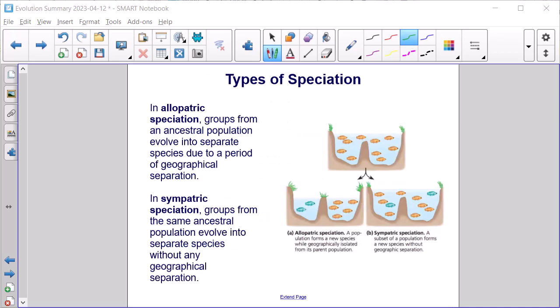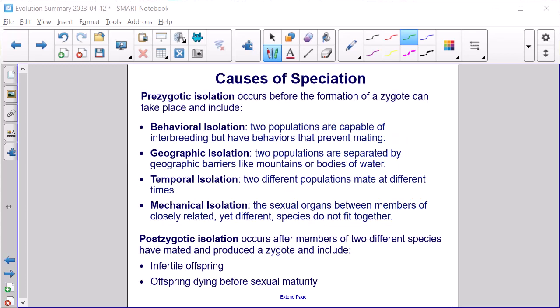Types of speciation. In allopatric speciation, groups from an ancestral population evolve into separate species due to a period of geographical separation. In sympatric speciation, groups from the same ancestral population evolve into separate species without any geographical separation. Causes of speciation.